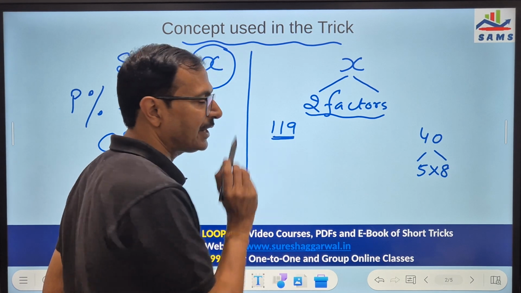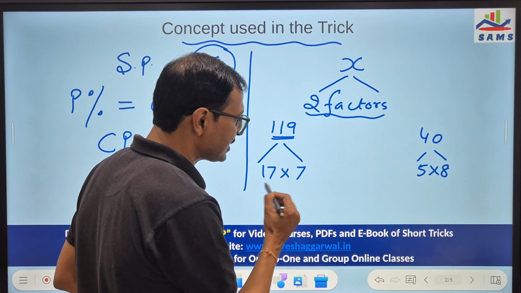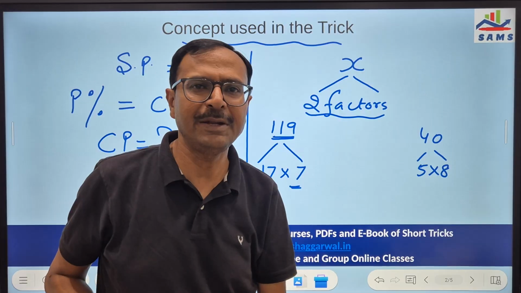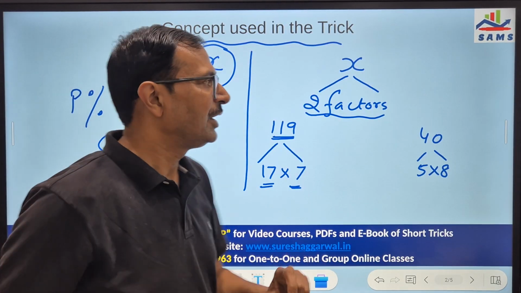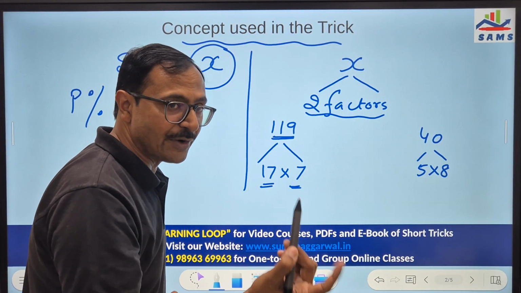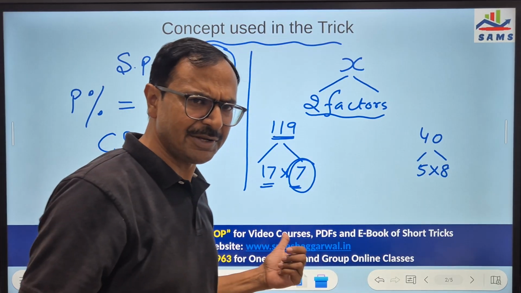Now if I split 119 into its factors, it is 17 and 7. And the two factors 17 and 7 differ by 10. That's what I mean by differ by 10. Now when you find these two factors, take the smaller one. The smaller one is 7 here.